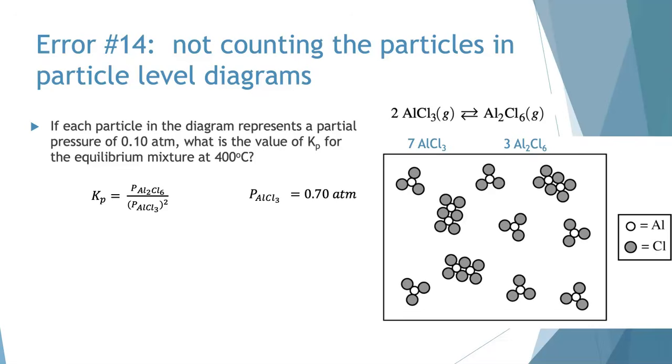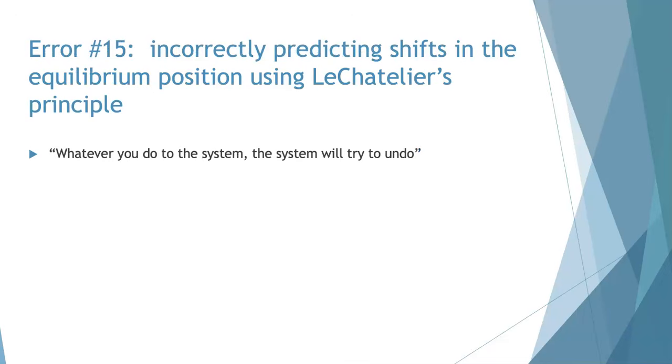So that's telling me that the partial pressure of the AlCl3 is 0.70 atmospheres, and the partial pressure due to the Al2Cl6 is 0.30 atmospheres. So I can now substitute these values into my Kp expression, and I get an answer of 0.61. But if I hadn't counted the particles, I wouldn't have known what numbers to put in. Always count your particles.